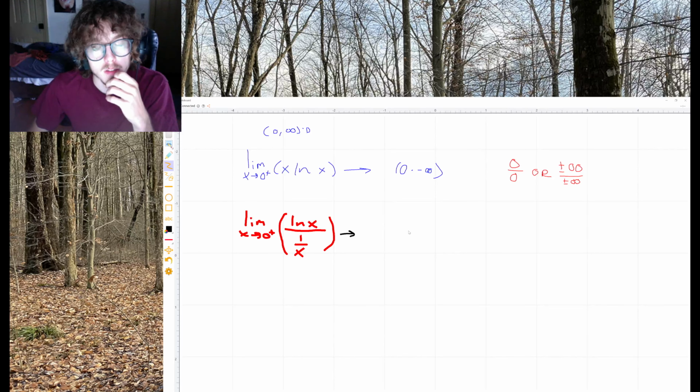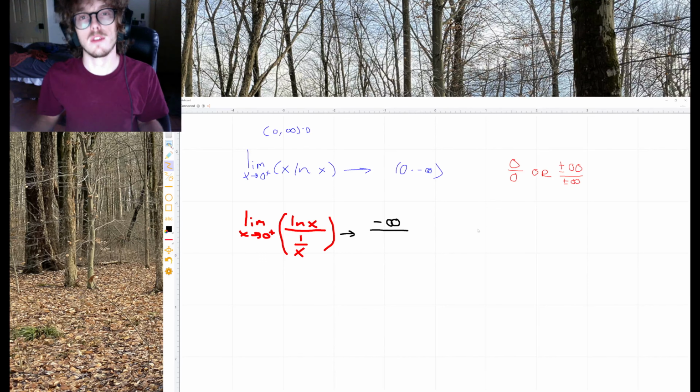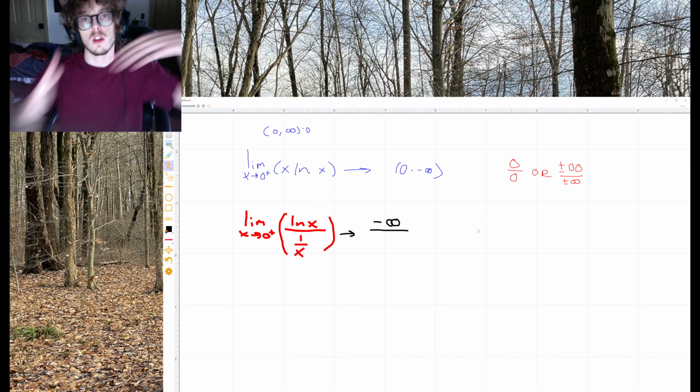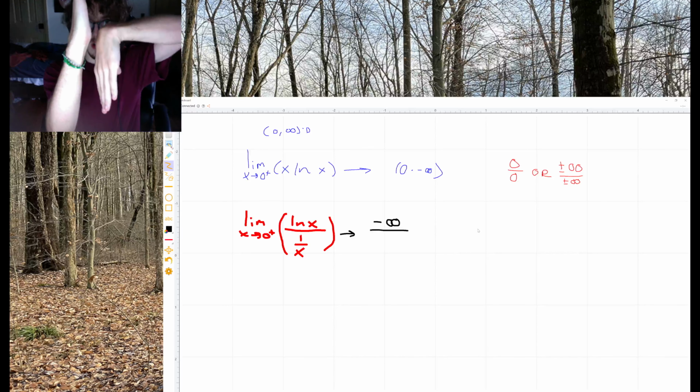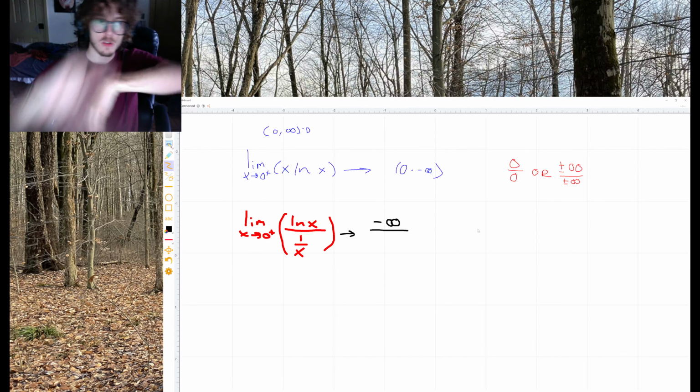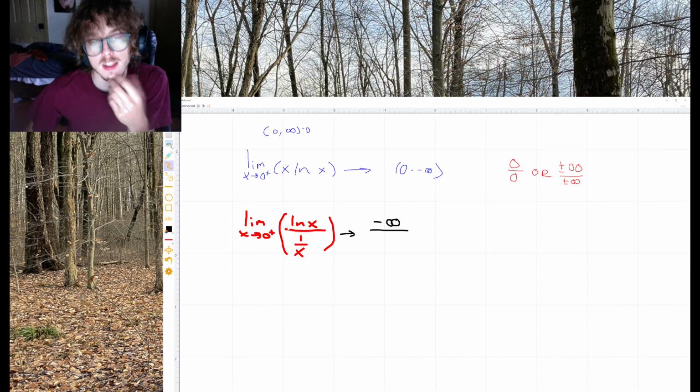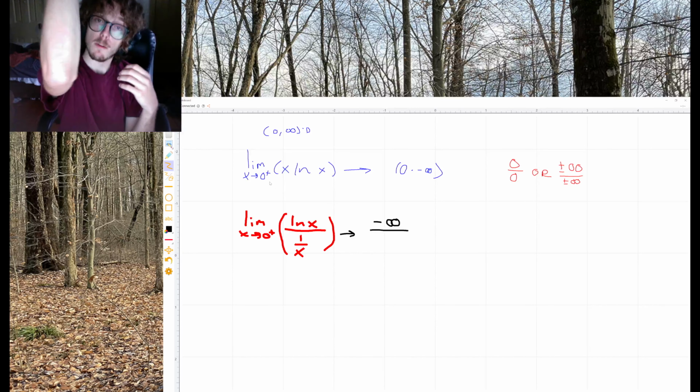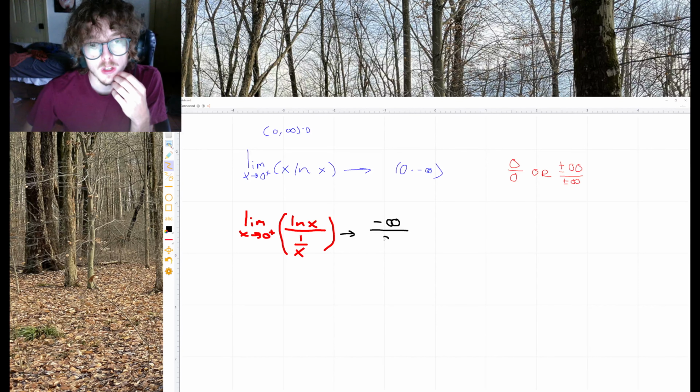ln of x as x approaches 0 is still negative infinity, technically. But the bottom, if you don't know what 1 over x looks like, just remember my favorite dance move, the 1 over x, right? There's that horizontal asymptote at 0, and we go right to infinity. If we're coming from the right, and that's another reason why we denote that we're coming from the right, we're going to infinity. So this is negative infinity over infinity. Still indeterminate, but now we can do L'Hopital's rule.